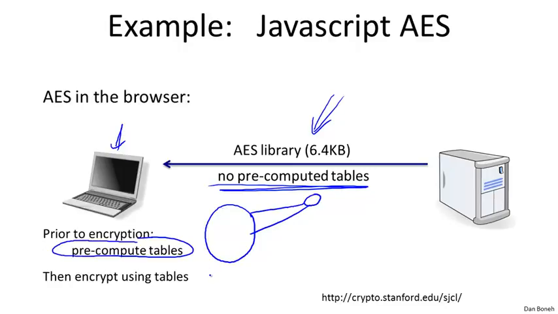And then once you have the pre-computed tables, you actually encrypt using them, and that's how you get the best performance. Okay, so if you have to send an implementation of AES over the network, you can kind of get the best of all worlds, where the code over the network is small, but when it reaches the target client, it can kind of inflate itself and then get the best performance as it's doing encryption on the client.